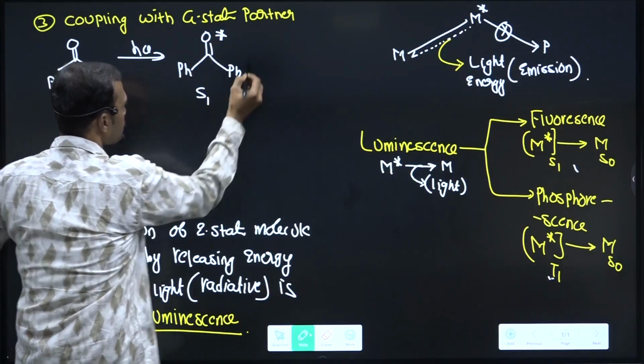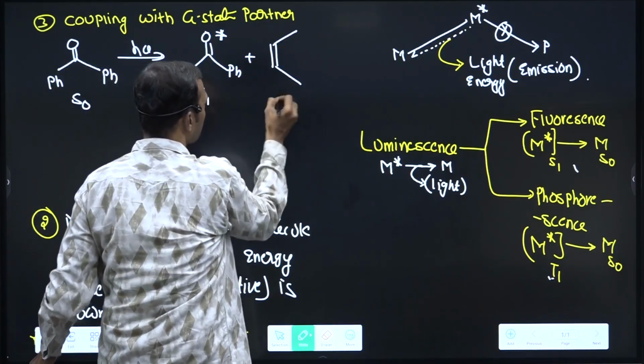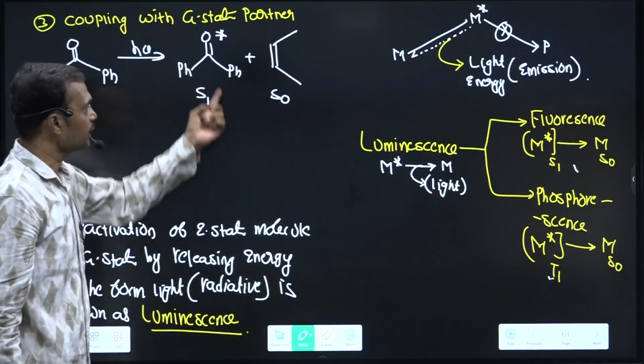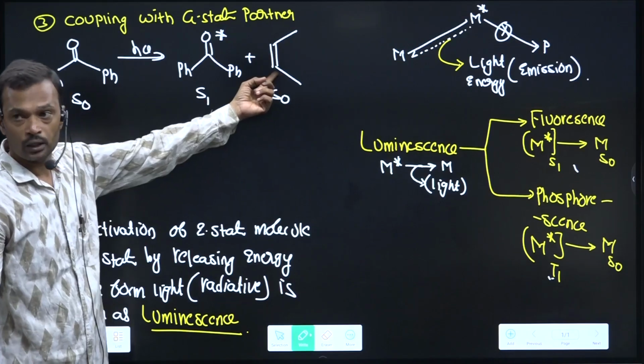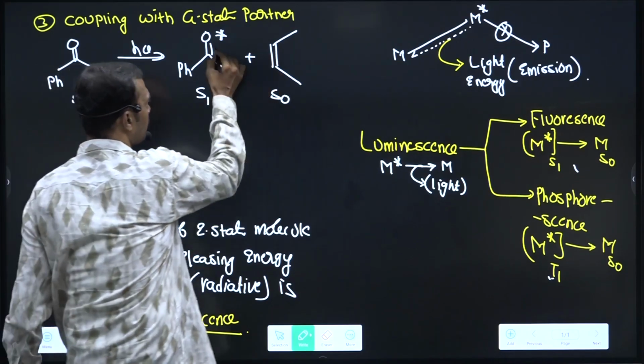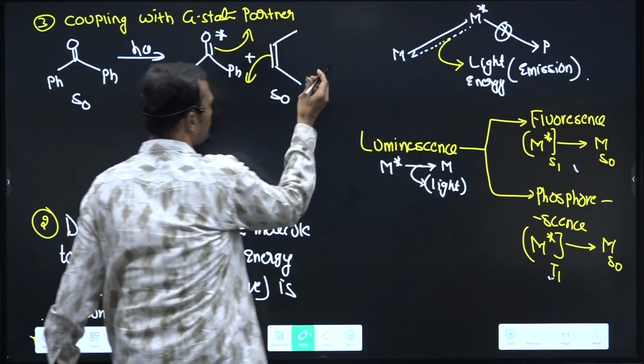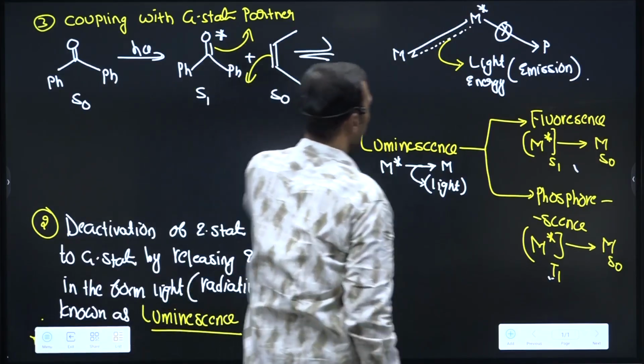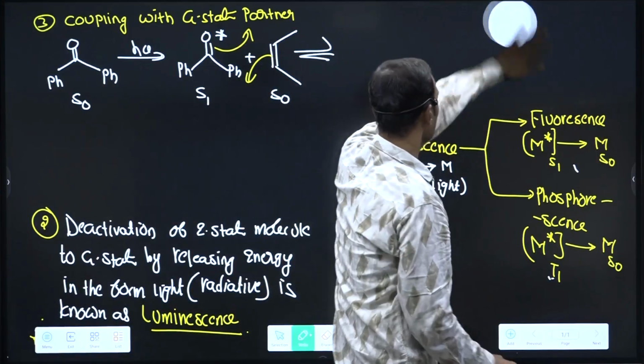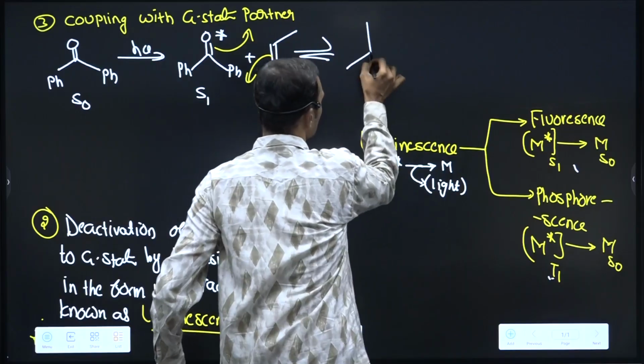Okay, this is the S1 state. Now it is combining with a ground state partner. See, it is excited. What is this? Ground state. Excited partner combined with ground state partner. Then what happens? You will get one reaction. This is called coupling reaction.